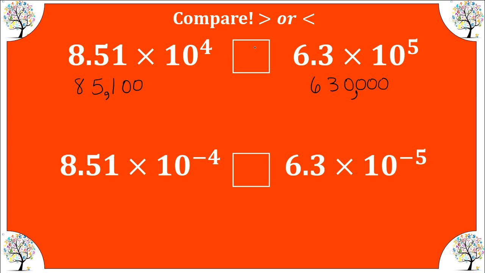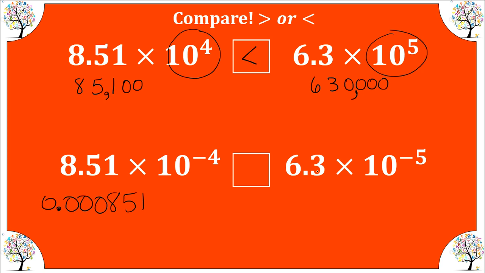And you can see that 85,100 is less than 630,000. But I had already compared it just by looking at the powers, but sometimes our powers may be the same. And here when we have negative, so let's work this one out. So we're going to convert this to standard. I'm going to move it 1, 2, 3, 4.